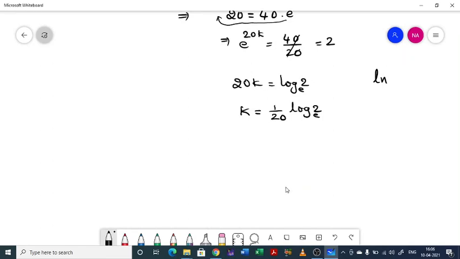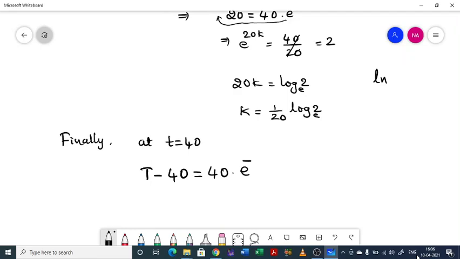Now finally, at t equal to 40, we have capital T is 40. So we need to find capital T. Capital T minus capital T naught, that is 40, equal to C, and C is again 40 into e power minus kt. K is 1 by 20 into log 2 to the base e, into 20, t is 40.